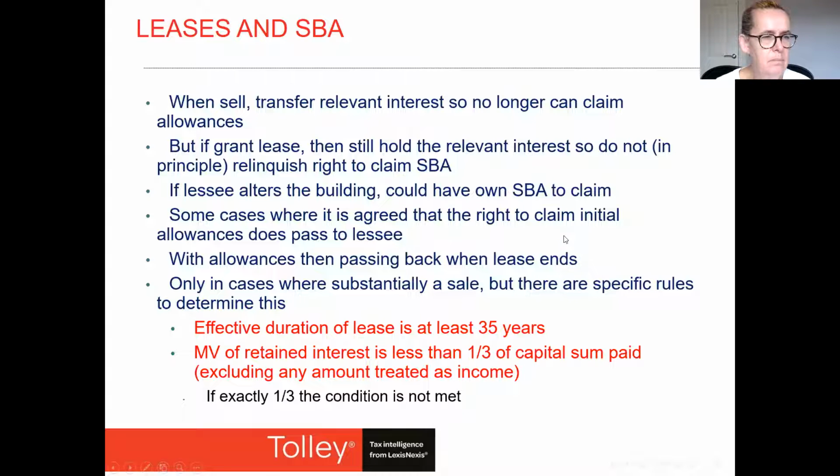If it is capital, then you should be able to claim SBAs on it.